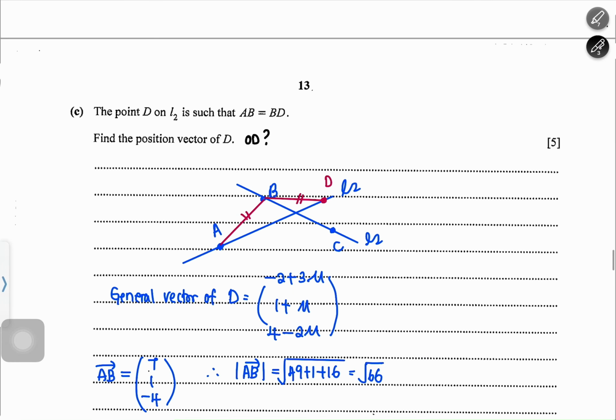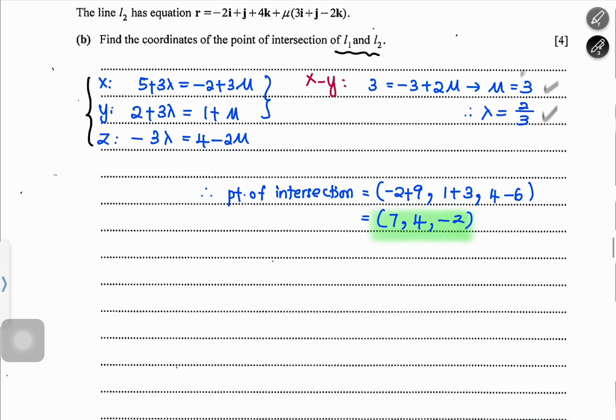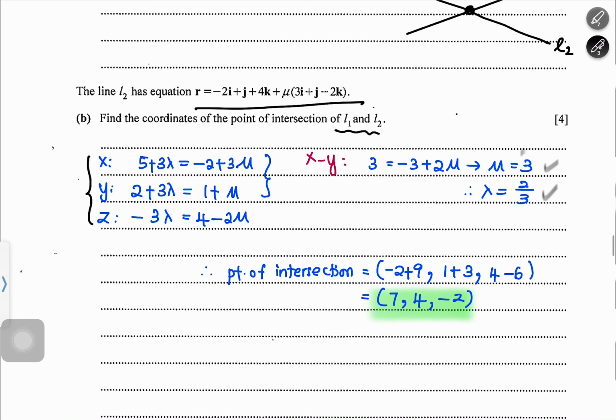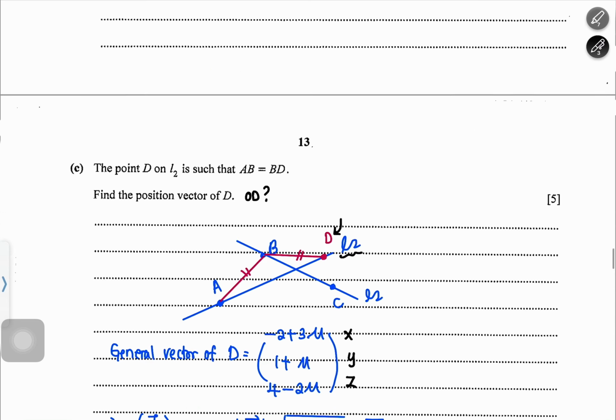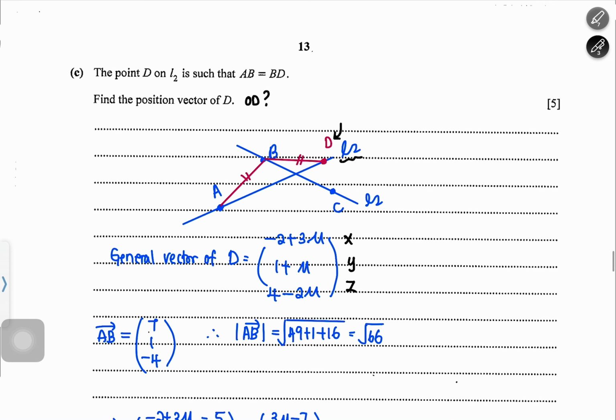So I know D is a point on L2. So what am I doing? I'm getting the x, y and z from L2. Can you see? The same x, y and z. If I can find out what my mu value is here, then I'm technically done with the solution. So your challenge is, how will you find the mu?